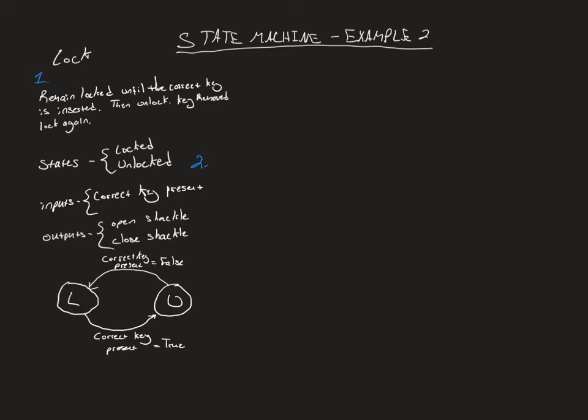One extra notation we're going to add here is that if we are unlocked and the correct key is still present, we are going to remain unlocked. So correct key present equals true. While we're already unlocked, then remain unlocked, right? And similarly, if we're already locked and the correct key is not present, then remain locked.